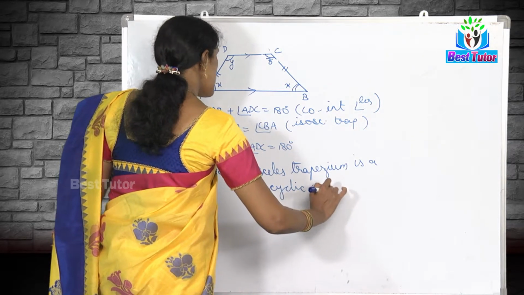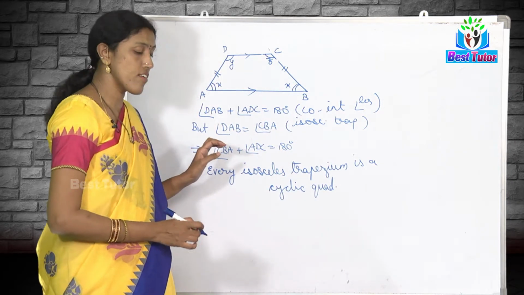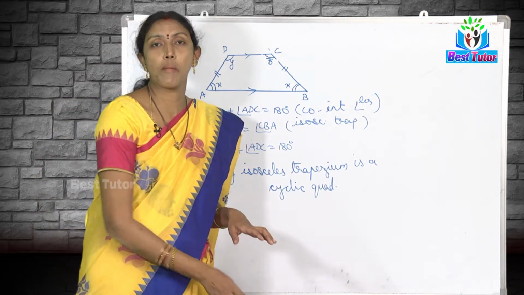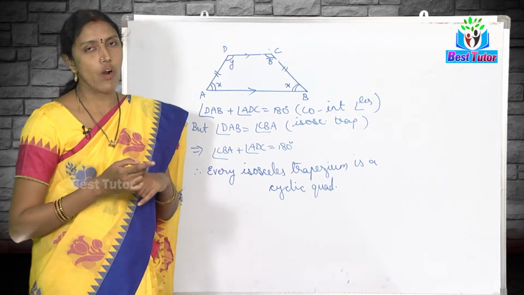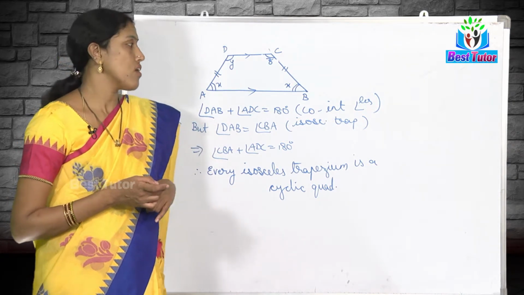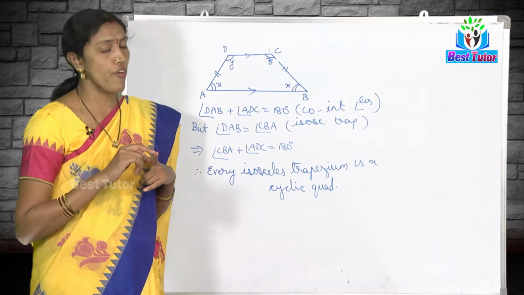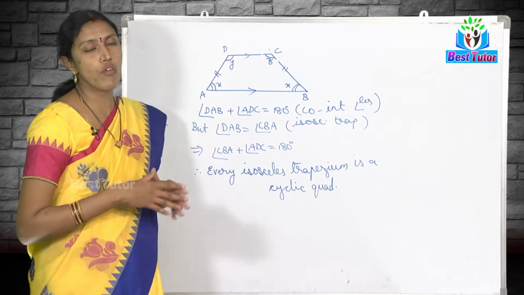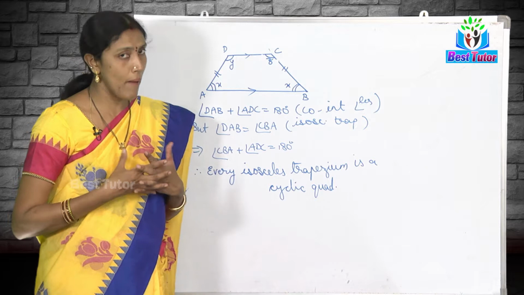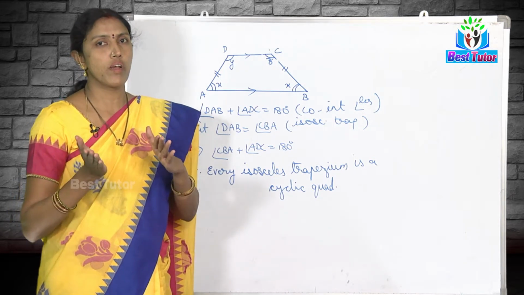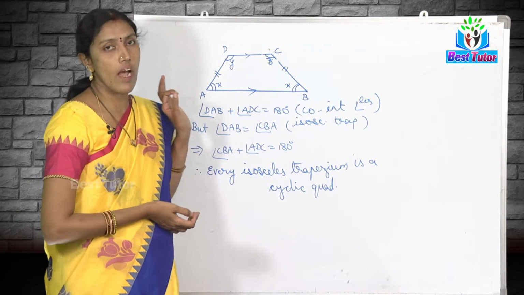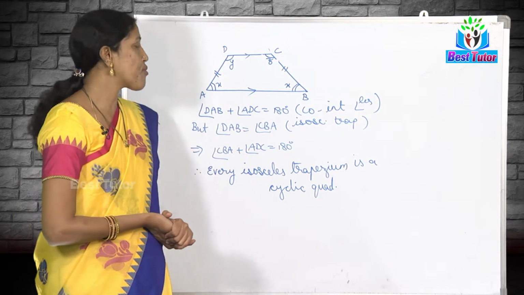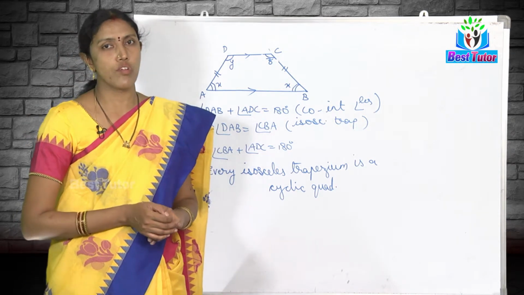So we have learned two theorems here. The first one is every cyclic parallelogram is a rectangle. We have used opposite angles of a cyclic quadrilateral are supplementary and opposite angles of a parallelogram are equal. So we have proved that all angles of a cyclic parallelogram are 90 degrees, hence it has become a rectangle. Now coming to the next one, we have considered an isosceles trapezium, and I have proved that every isosceles trapezium is going to be cyclic.